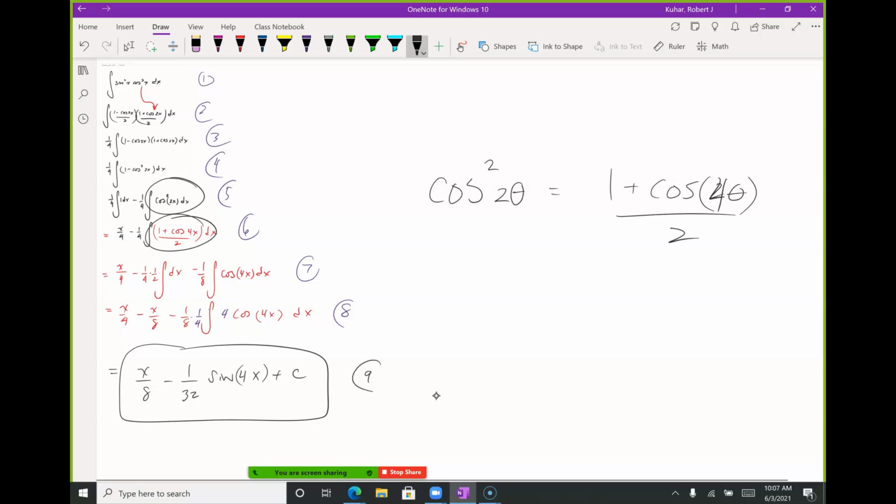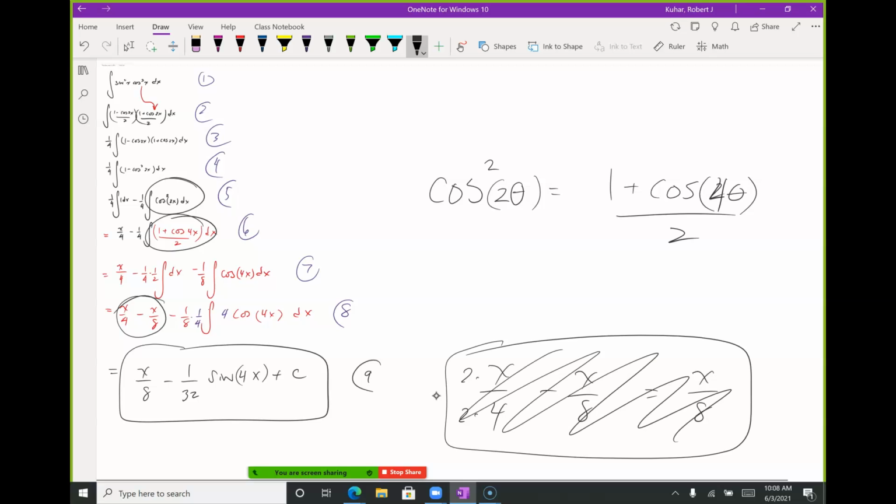Okay. What happened to the x over 4 that was at the beginning of line 8? So x over 4 minus x. Oh, right. Yep. So 1 x over 8. Yeah. Yep.